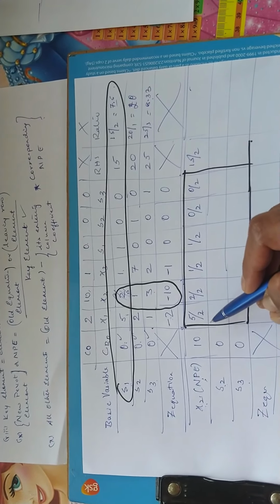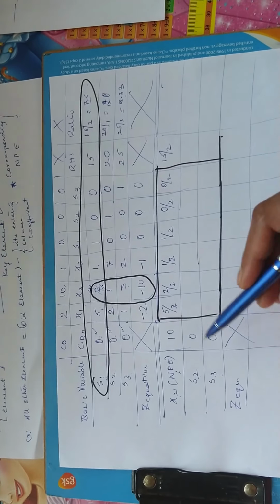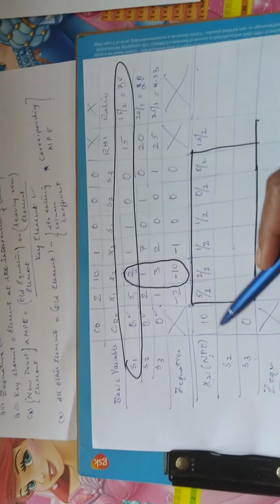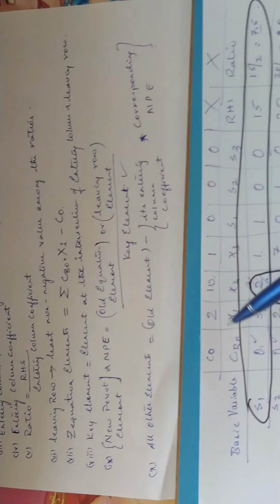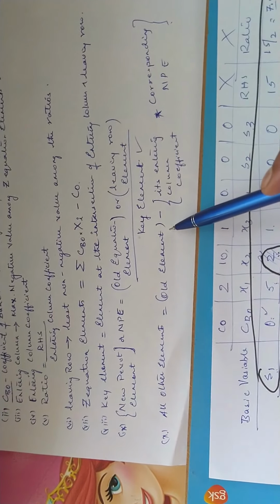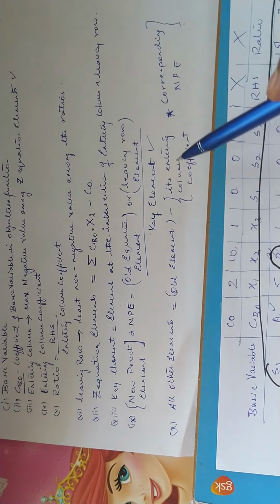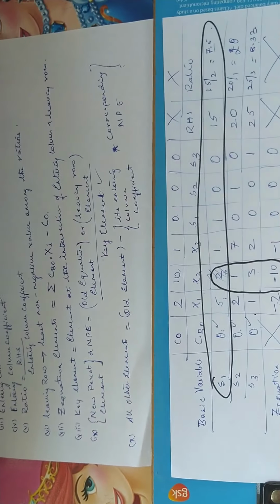Now, apart from the new pivot element in the second table and the subsequent tables, the other cells to be filled are called the other elements. In order to fill these other elements, we use the equation: old element in that position minus its entering column coefficient multiplied by the corresponding new pivot element.